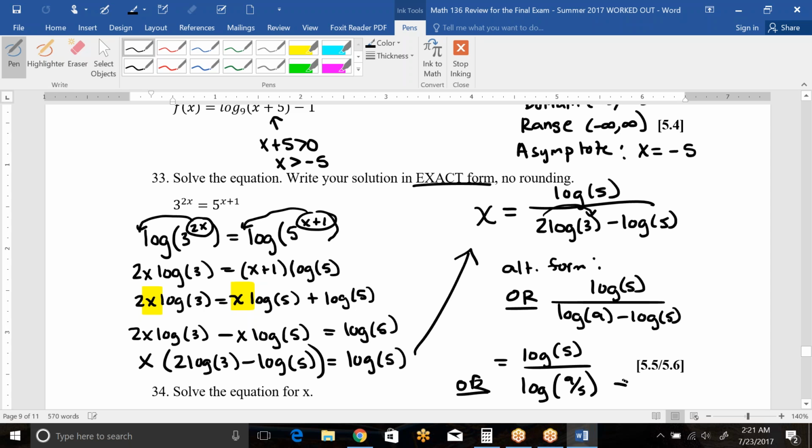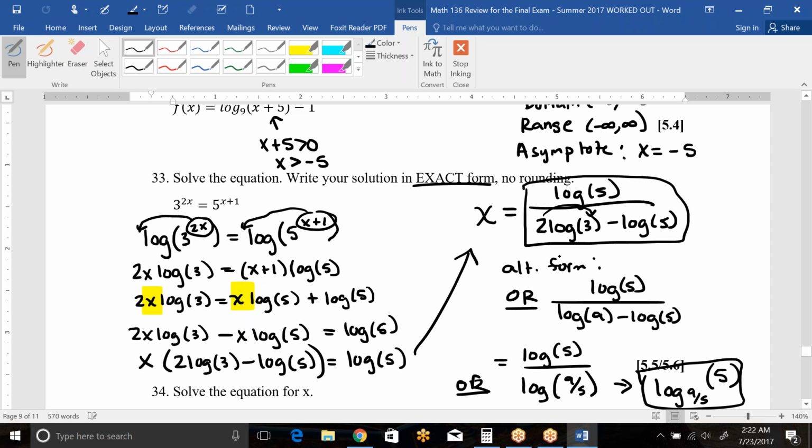And if you even want to get even more technical, there's the change of base formula backwards. You can pull this back down to being the base is the bottom one. So this would be log base 9/5, and the argument is the top argument. So that would be the smallest we could make this so that it's a single log with just a base and an argument. But honestly, depending on your instructor, depending on how the textbook teaches it, some people say that all of these are acceptable versions of the same answer.